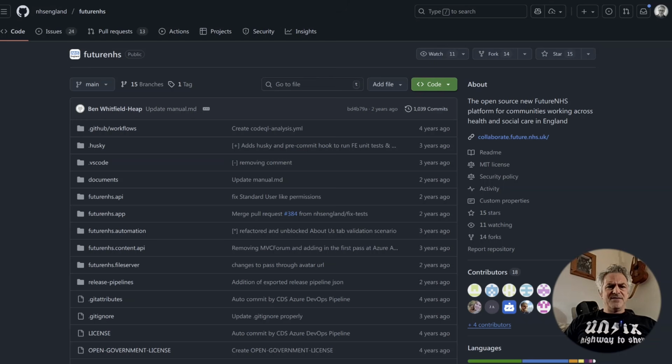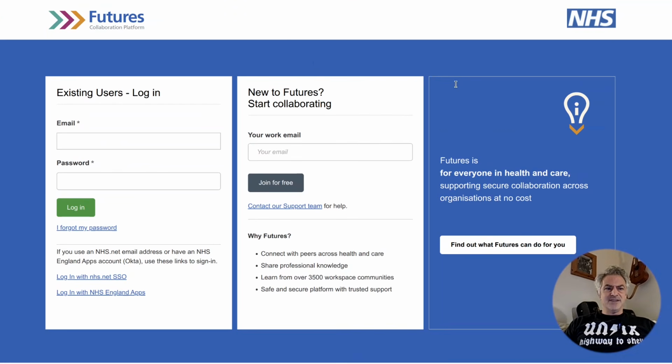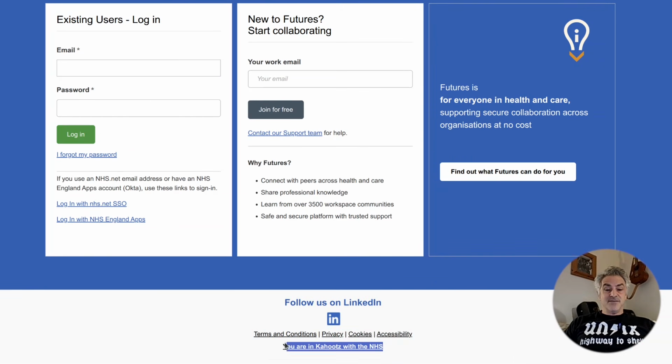Let's just come back to the future NHS platform whilst we're on GitHub, because it turns out they did start writing the open source new future NHS platform for communities working across health and social care in England. Great. And the idea was that it was going to be a replacement for NHS Futures. Let's just see where that goes. So that goes nowhere. This is actually NHS Futures, or it is now called Futures. And it's still running on Cahoots, which is a proprietary platform that costs a fortune.